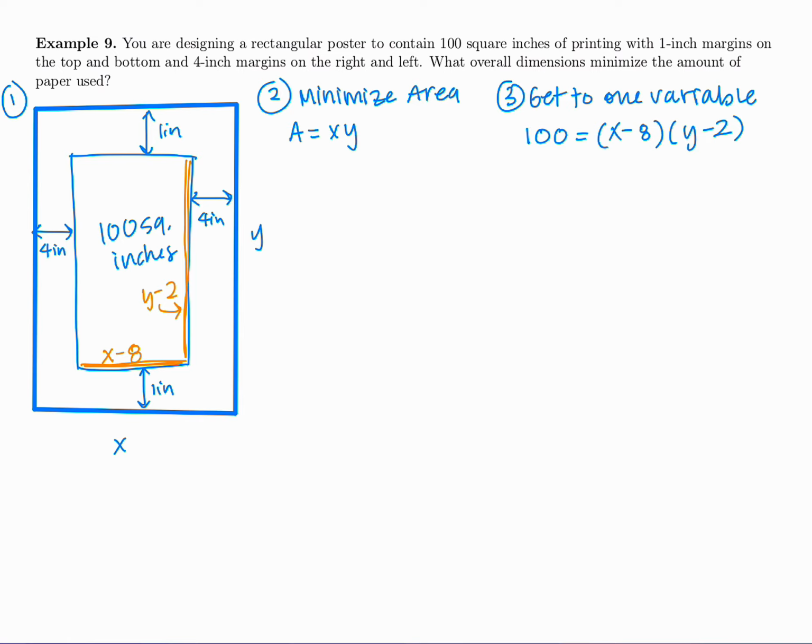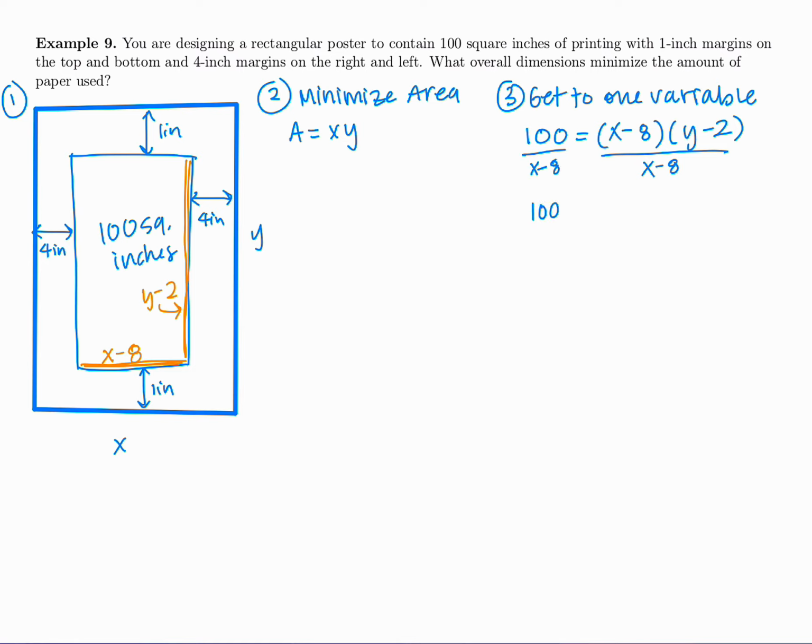And we want to remove one of them, solve for it. I'm going to, I don't know, it doesn't really matter. I'm going to solve for Y here. I can solve for X too. It's not that big of a deal which way I choose. I'm going to solve for Y. So if I do that, I'm just going to divide both sides by the X minus 8.